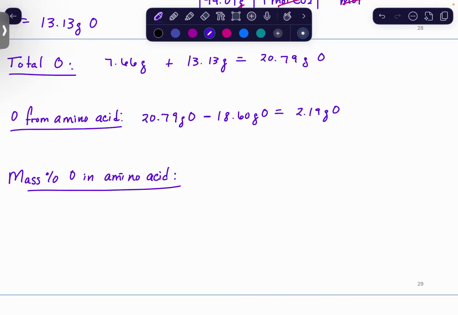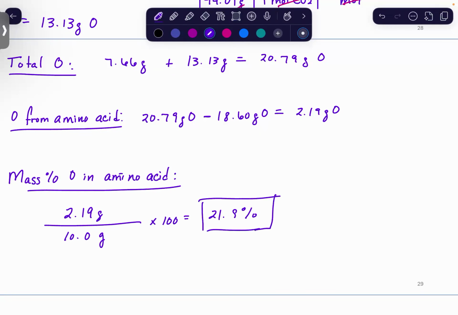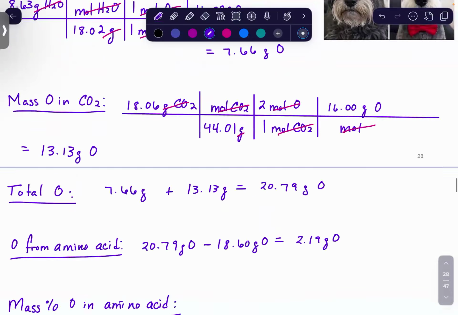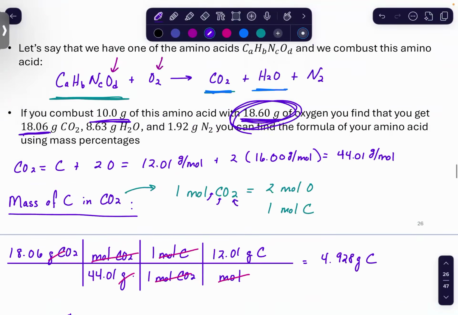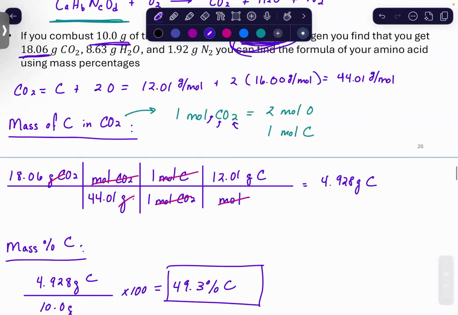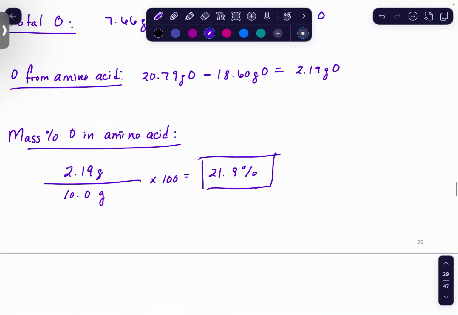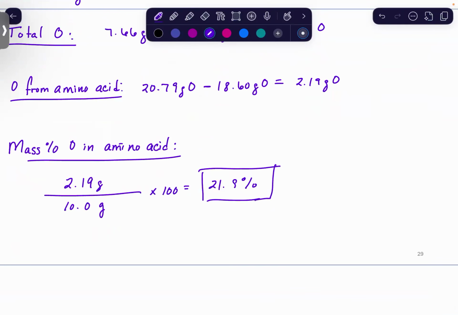Okay, again, I'm going to take the mass of the element that I'm looking at divided by the total mass of the amino acid times 100, and that is going to give me 21.9%. 21.9% oxygen for the amino acid. Now, I can keep doing this, and I could go through and get nitrogen, hydrogen. The point is, I'm using experimental data to figure out mass percentages. This percent composition then is going to lead you into being able to find the formulas. Okay, so now let's look at how to do that.